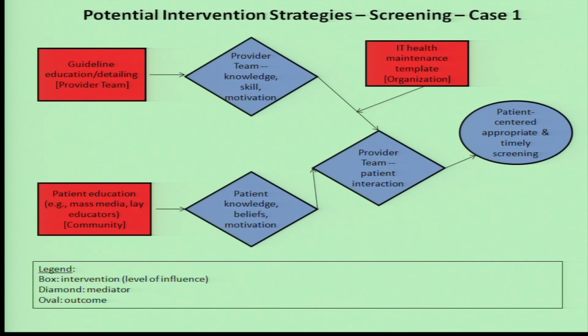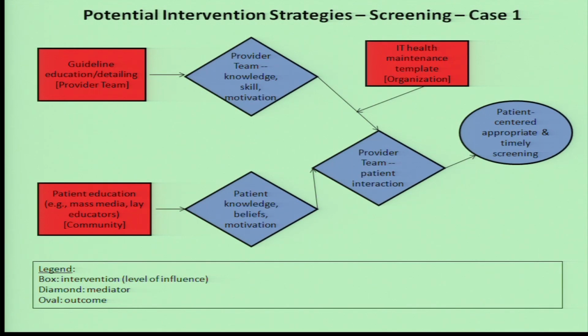Moving along to the hypothesized examples for strategies, at the end of the oval, broadly defined, is the need to improve patient-centered and appropriate timely screening. The red rectangles illustrate potential targets of the intervention and intervention strategies. So for instance, in the upper box aimed at the provider team, could a guideline education and detailing strategy improve behavior to reach the long-term outcome?